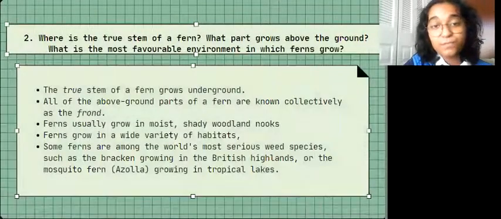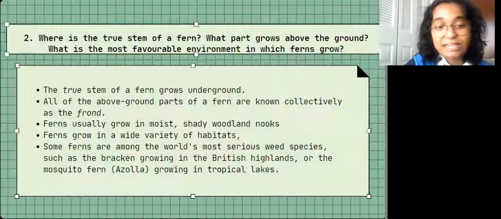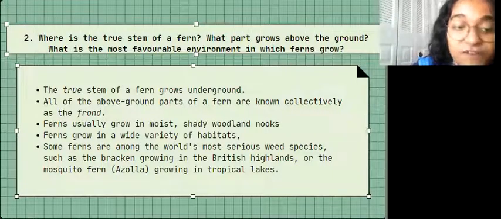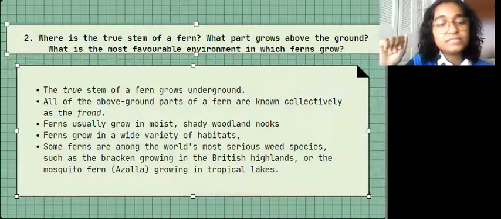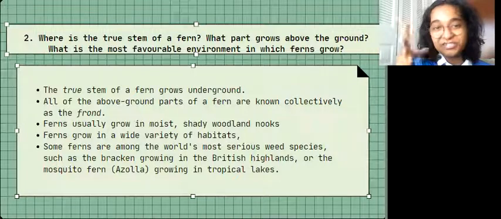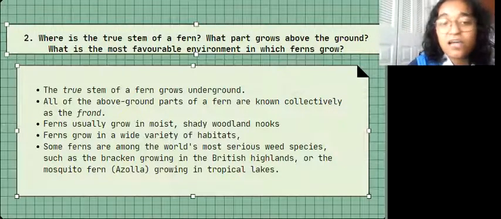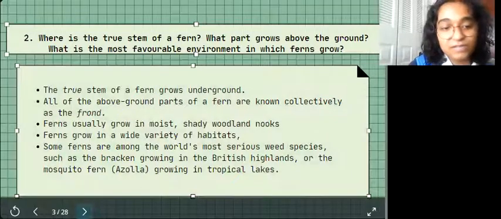Ferns usually grow in moist, shady woodlands, nooks, and in mountain elevations or in the deserts also. Ferns grow in a wide variety of habitats. Some ferns are the world's most serious species of weeds, like the brackens growing in the British Highlands or the mosquito ferns, Azolla.